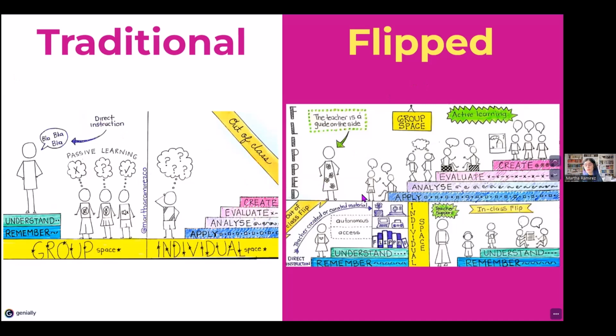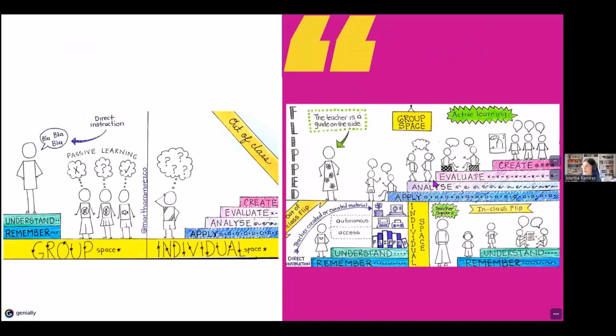And then when we flip content, we're going to see we can flip in class and we can flip outside of class. We provide students content that replaces this direct instruction, right? Could be a video, could be a PowerPoint, etc. And students can access it autonomously or in class while we support the process. And then the whole group space is going to be active, and the teacher's role is more a guide on the side. So we're going to see what this looks like, just focusing particularly on flipping, right?